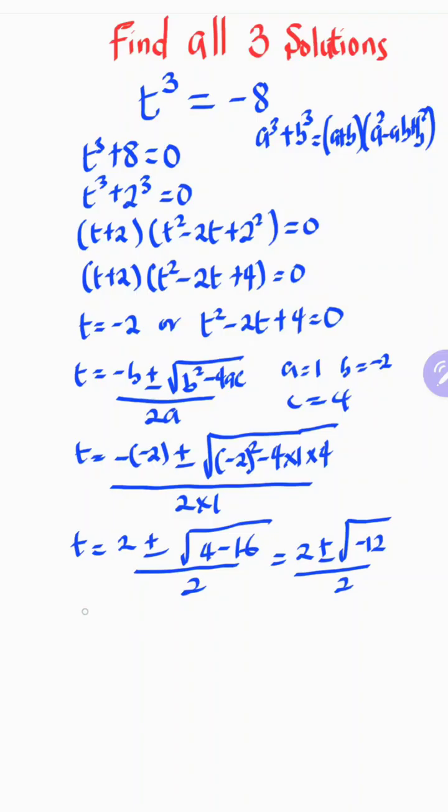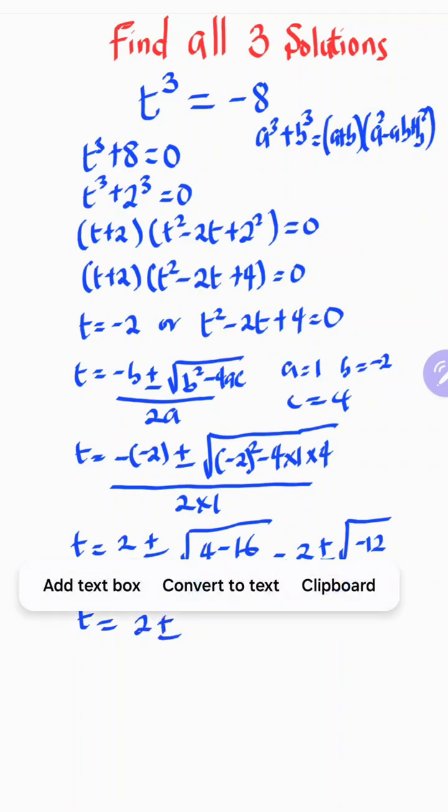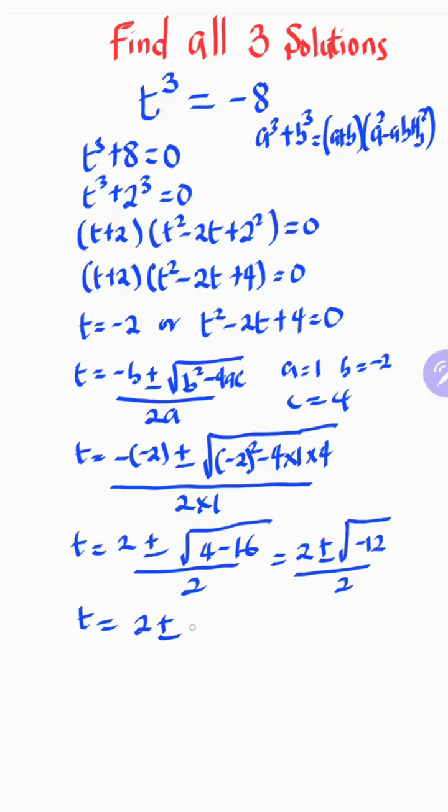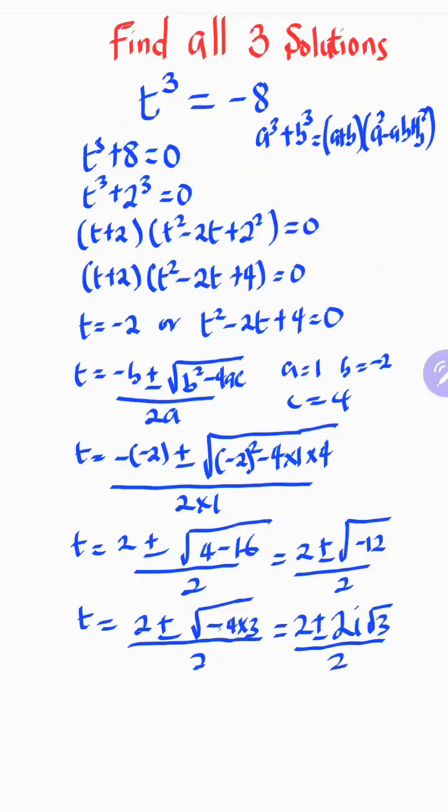Now simplifying the surd, t equals 2 plus or minus root of (-4 times 3) over 2, which is the same thing as 2 plus or minus 2i root 3 over 2. I believe you understand the reason why we have the negative and the i, which is because of the -4.